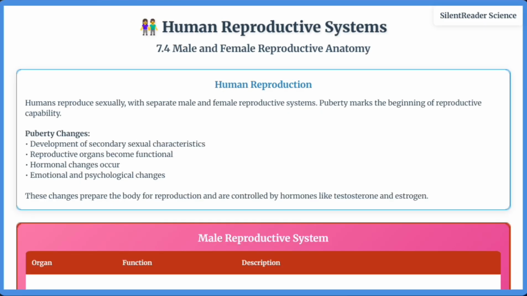When sperm meets egg in the fallopian tube, fertilization occurs, forming a zygote with complete genetic material. The zygote undergoes rapid cell division as it travels to the uterus, developing into a blastocyst that implants in the uterine wall about a week after fertilization. The placenta forms, providing oxygen and nutrients to the developing embryo while removing waste. Pregnancy lasts about 40 weeks, divided into 3 trimesters.